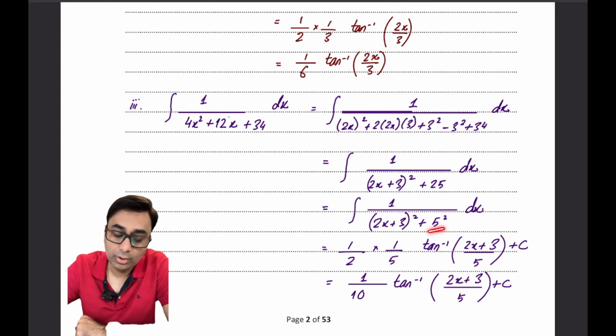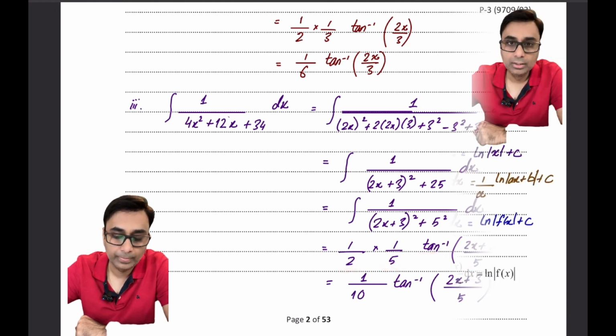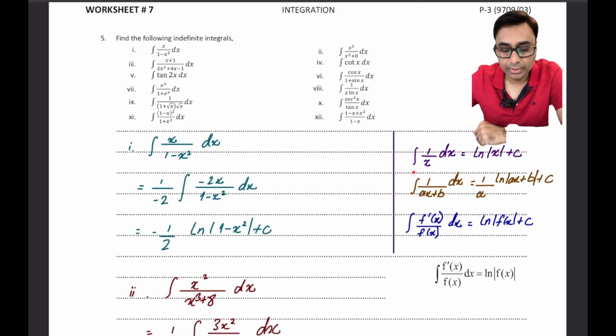So the formula is what? The integral of 1 upon x squared plus a squared is 1 upon a tan inverse x upon a. X is replaced by 2x plus 3. So I will just divide it by the coefficient of x, 1 upon a tan inverse x, which in this case is 2x plus 3 divided by a, which is 5, and then plus c.